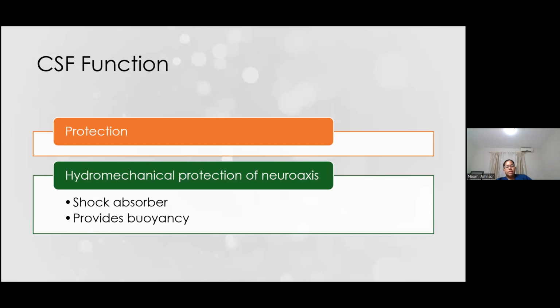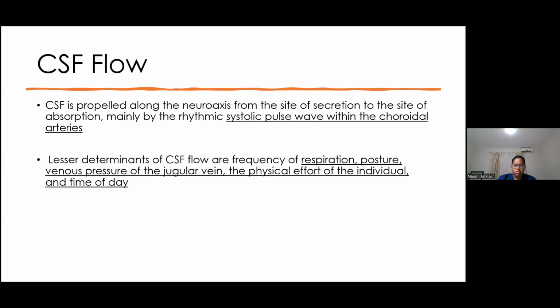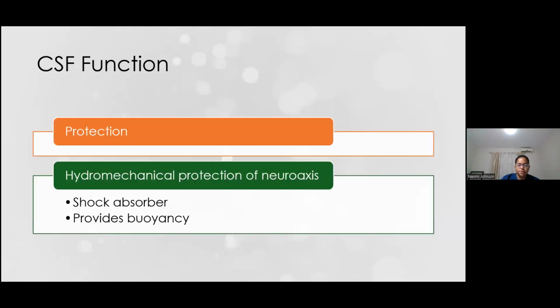So CSF functions. The first function is protection. CSF provides a hydromechanical protection of the neural axis. It acts as a shock absorber by cushioning the brain against the skull during trauma, and provides buoyancy by reducing the weight. The average weight of the brain is about 1,500 grams. With the CSF, it reduces the weight to about 50 grams, therefore decreasing the force on the parenchyma and vessels during injury.